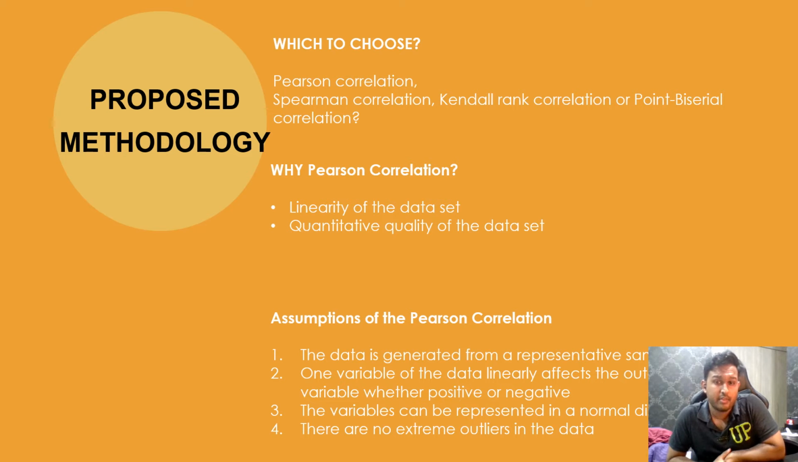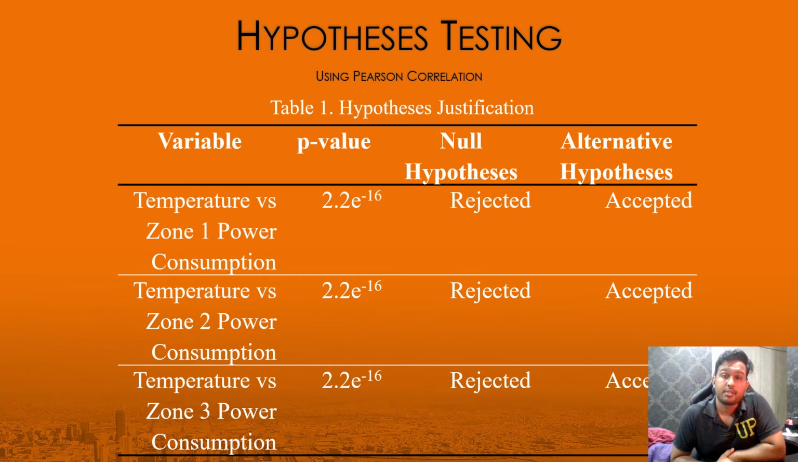The assumption that we have made is that the data is representative of the sampling, and one variable would impact the other variable, and for the variables that are represented in the normal distribution we have already proven earlier, and we are going to prove later that there are no extreme outliers in the data. As you can see, we have rejected all 3 null hypotheses in favor of the alternate, so this would tell us that there is a relation between temperature and power consumption.